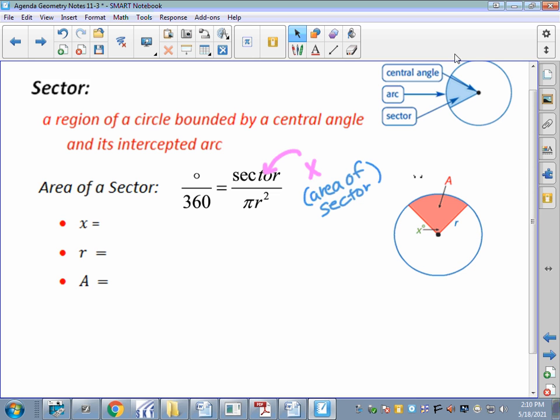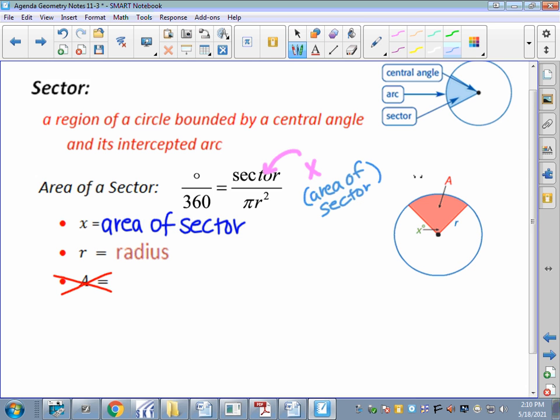When we did this before, we were doing the circumference, right? We didn't care how much would fit inside. We cared about the distance around the outside. So this proportion should look familiar. Anytime it says to find the area of a sector, that's your big clue that you're going to set up a proportion. Your x is typically going to be your area of the sector. We all know that r is the radius, and just skip that capital A, cross that right out.